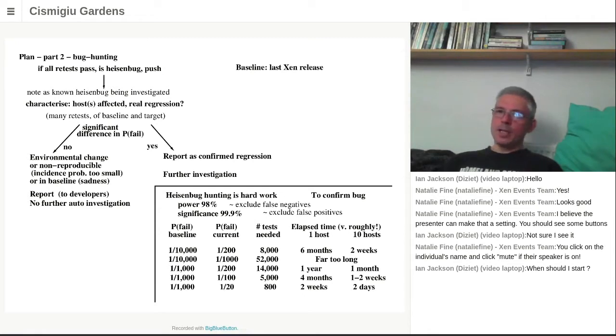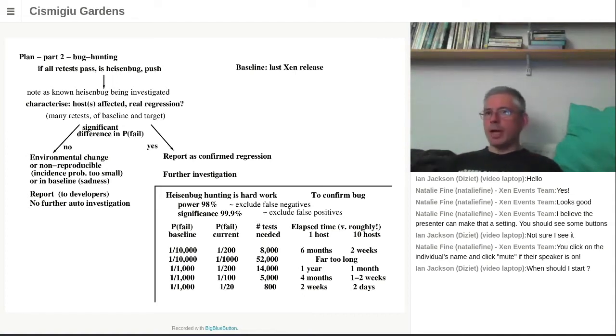Heisenbugs, of course, vary a great deal. The worst ones are about 1 in 20. We have had ones that show up only occasionally, maybe one flight in 10 out of a flight of 100 test jobs. And that corresponds to the 1 in 1,000 fail probability there. Something like that is basically really impossible to be sure about. If it comes up so rarely, then in order to be sure that it was really a regression, you need a very large number of tests.